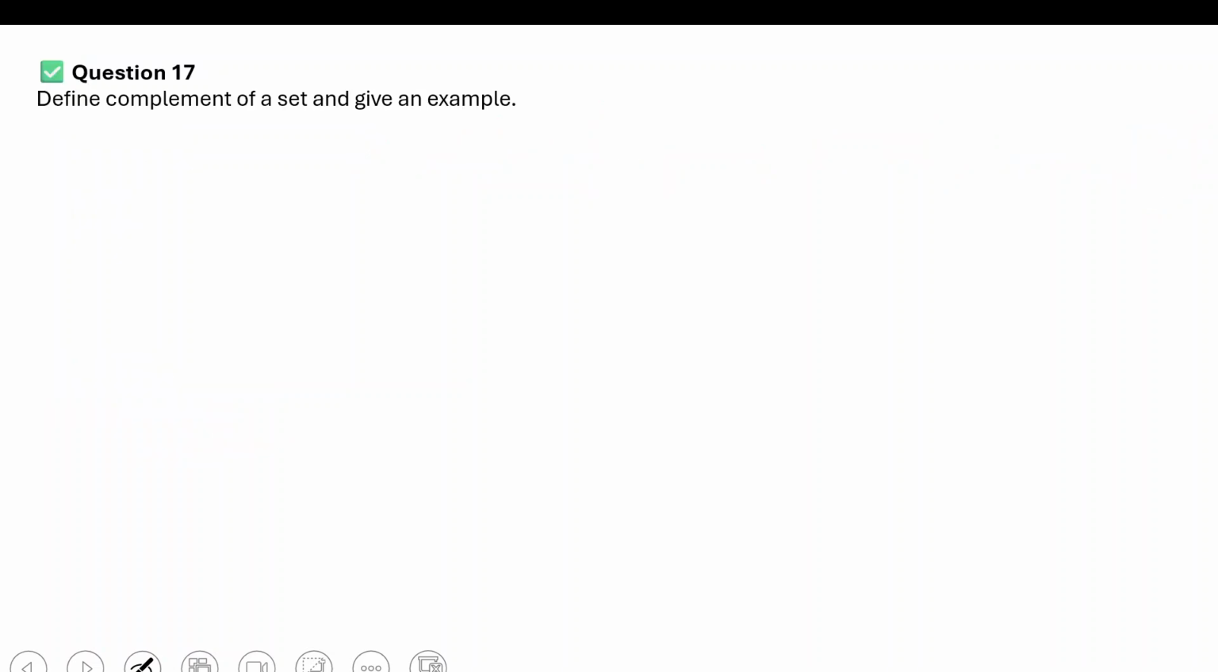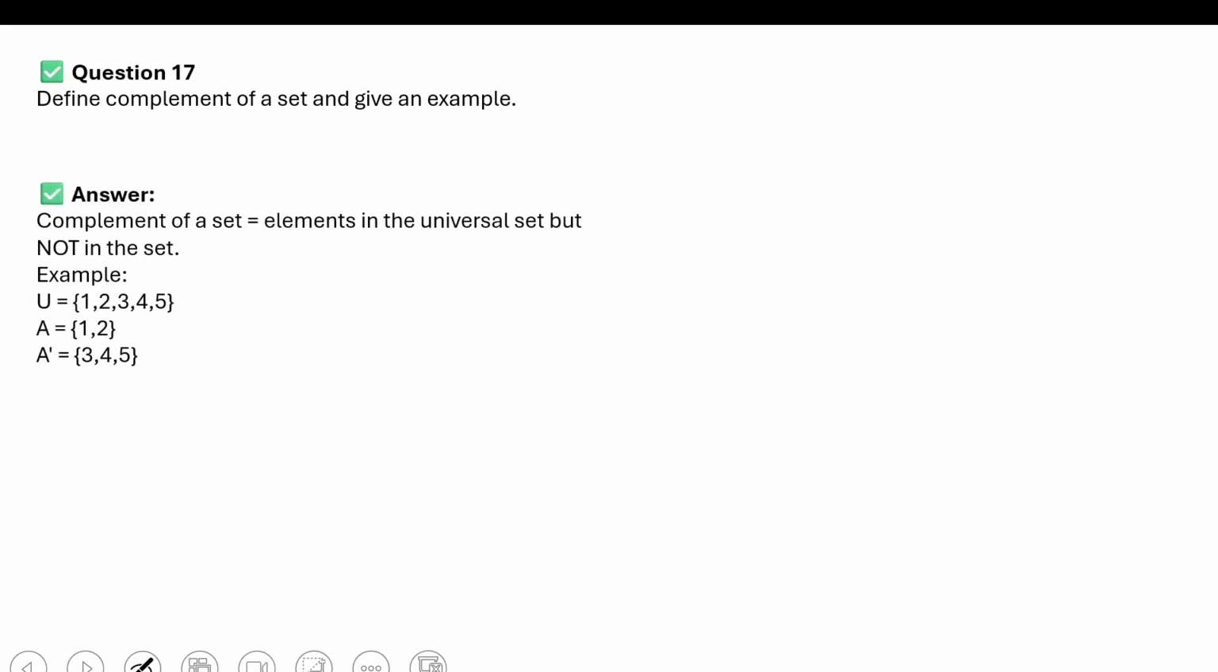Define complement of a set and give an example. So the complement of a set is the elements in the universal set but not in the set itself. For example, this is a universal set U, and if I have A defined as elements 1 and 2, A complement is 3, 4, and 5. Why? Because 3, 4, and 5 are in the universal set but not in A.